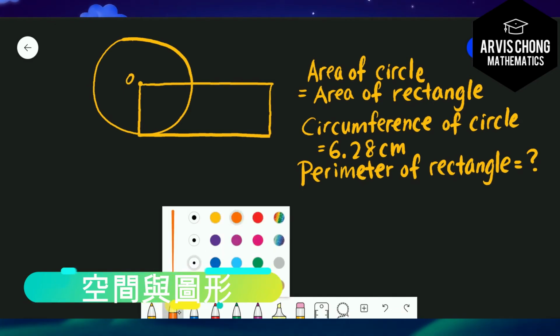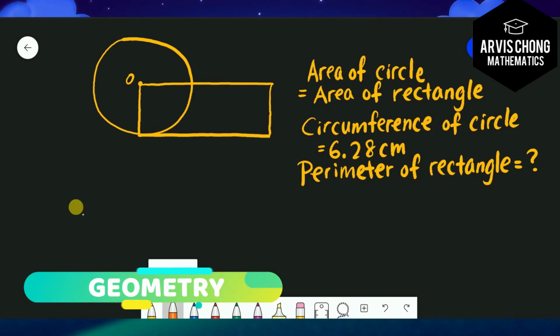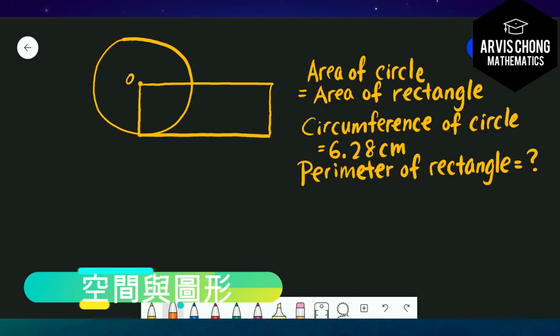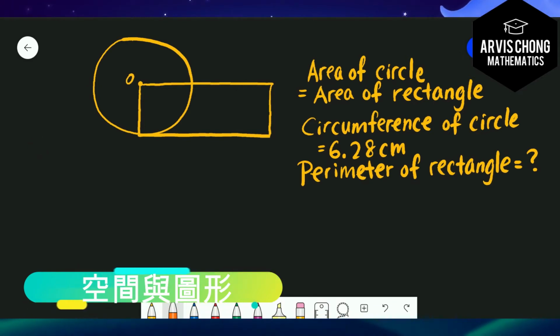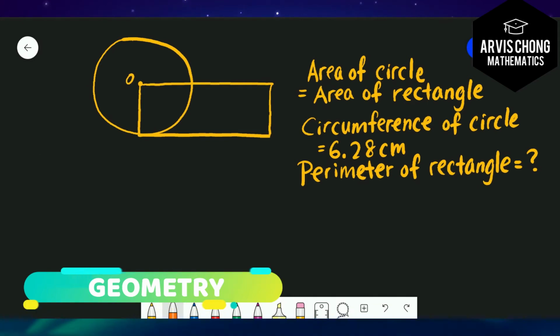So the question gives us area of circle equals to area of rectangle, and circumference of the circle is 6.28 centimeter. The question asks us to find the perimeter of rectangle. Okay, first of all, we need to gather the information. The information given here is area of circle equals area of rectangle.